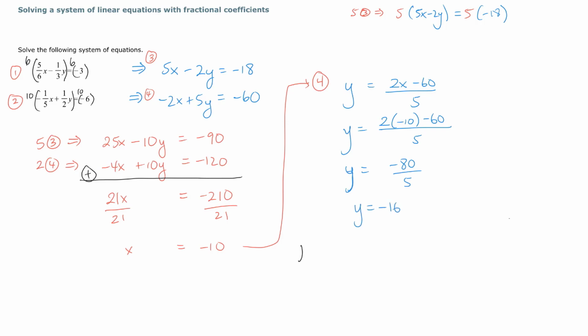Our final answer is a set consisting of a unique ordered pair, and that ordered pair is negative 10, negative 16. So in our case, these lines actually intersect at the ordered pair negative 10, negative 16.